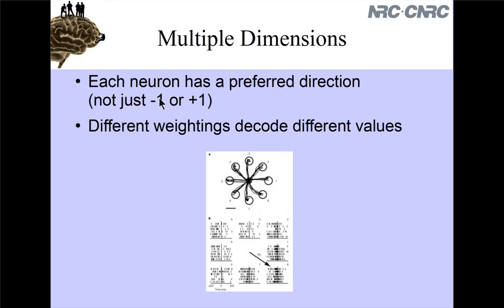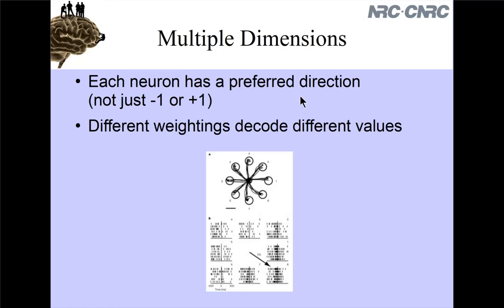We can imagine that as sort of a two-dimensional space, an x and a y axis. And instead of some neurons liking -1 and some neurons liking +1, each neuron is going to have a randomly chosen direction in that two-dimensional space that it is most sensitive to. And everything else is going to be exactly the same. Okay. Why are we doing it this way? Because that seems to be what the brain is doing.